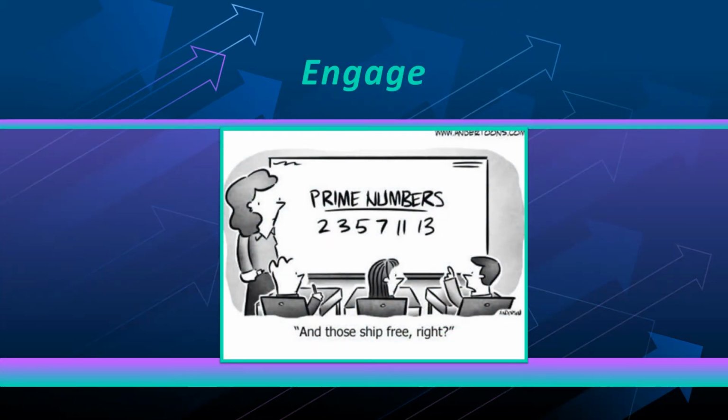So before we get started, I want you to look at this picture. There are some prime numbers written on the board. We have 2, 3, 5, 7, 11, and 13. And somebody makes a wonderful comment of, "And those ship free, right?" And maybe that's what you think of when you hear prime, because I definitely think of those lovely packages coming to my house. But today we're going to talk about what a 4th grader should know when they think about prime and composite numbers.